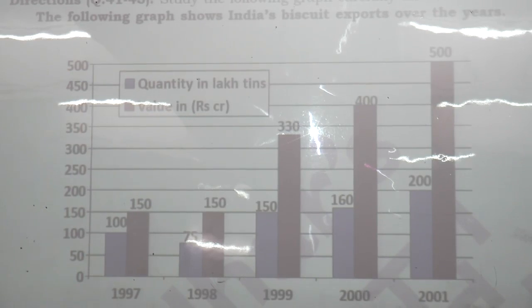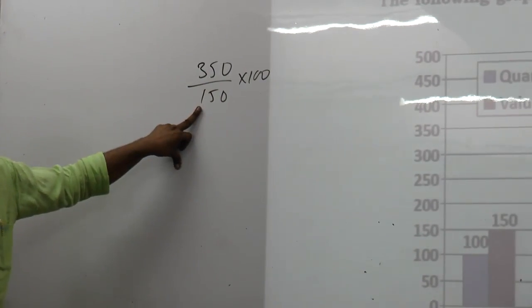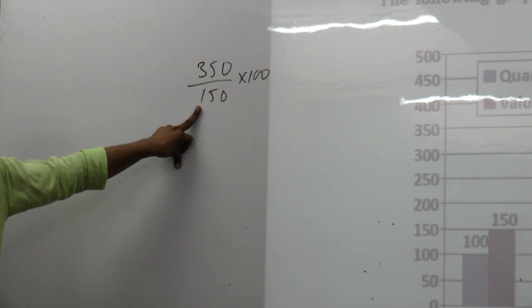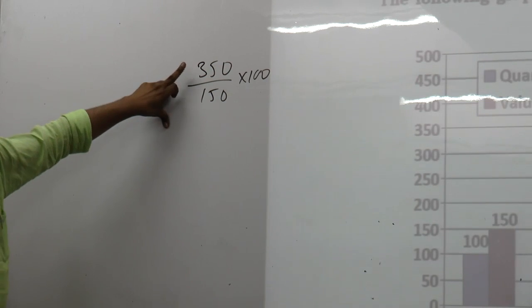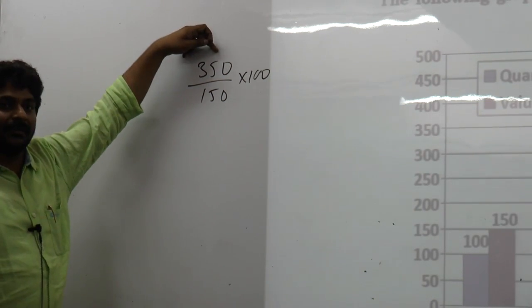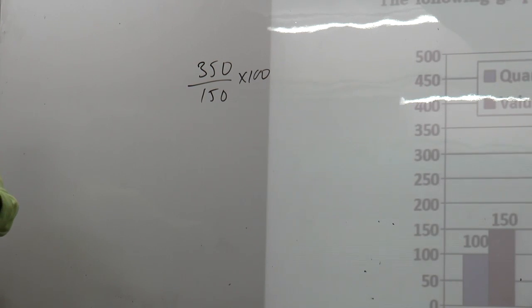So 350 out of 150 into 100. 2 times of the denominator. So more than 200%. Apart from 300, how much extra value do we have? 50 out of 150 is 1/3, right? 1/3 in the sense 33 1/3. So total value 233 1/3%.